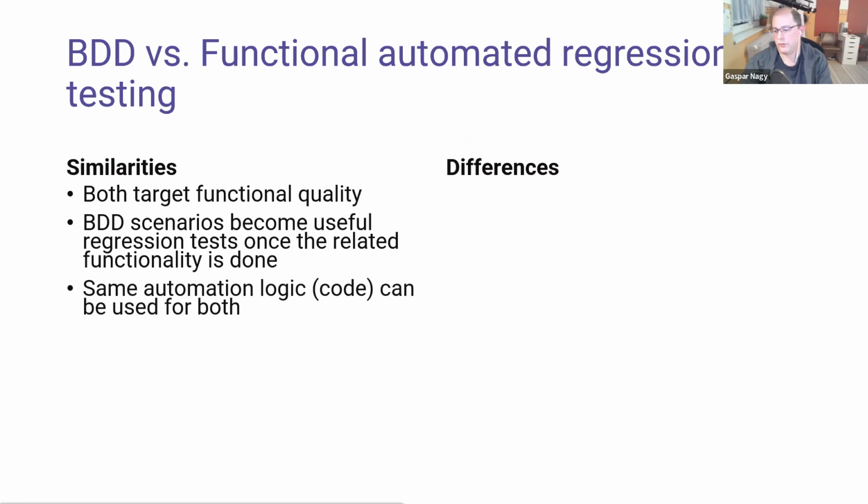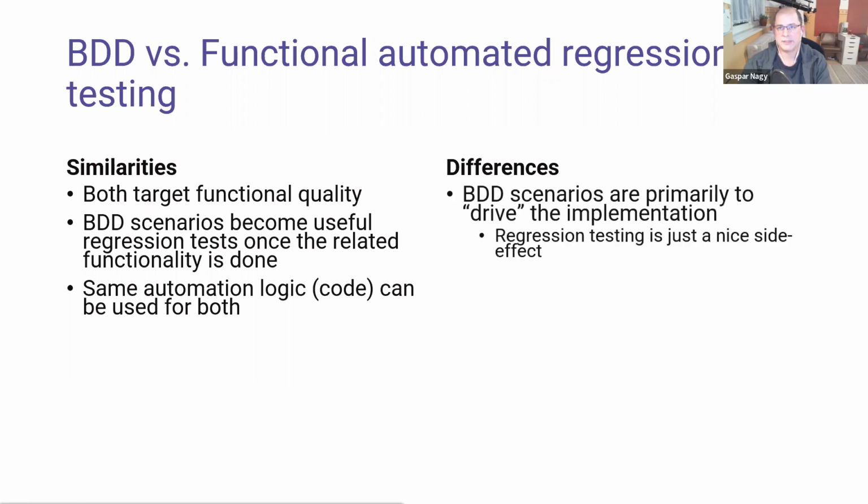Because they are both functional automated tests, of course, some automation logic, some code, some helper classes, some automation helper classes, some page objects, so whatever else you are using, obviously can be shared and used in both. So these are probably the most important similarities. The key difference is this is coming from this subset nature.